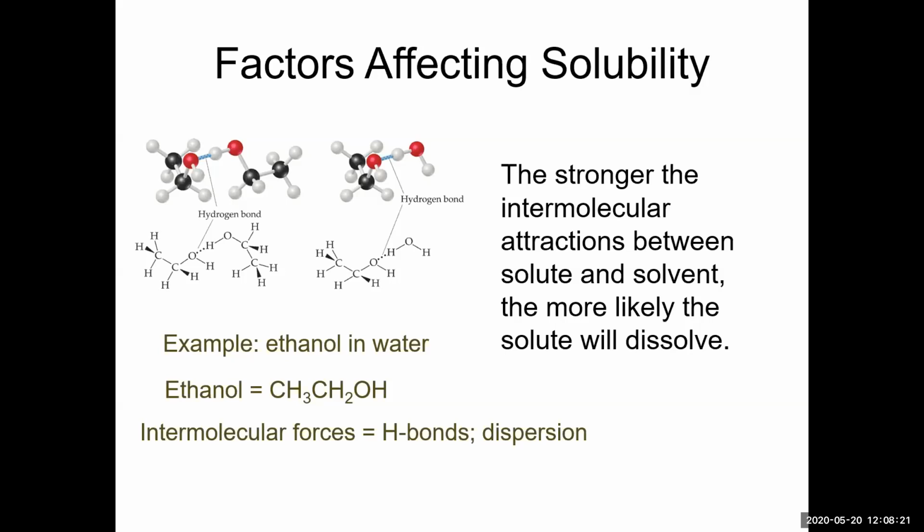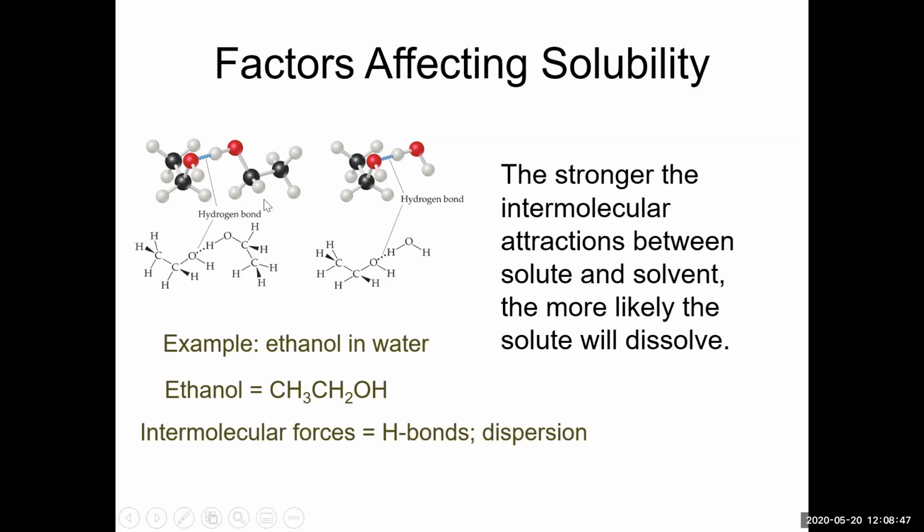So this is explaining part of the reason why. The stronger the intermolecular attraction between the solute and the solvent, the more likely the solute will dissolve. And so the example here is ethanol in water. And it's showing here's an ethanol molecule, and here's the water. And because they have a hydrogen bond between them, they will tend to mix very well with each other.